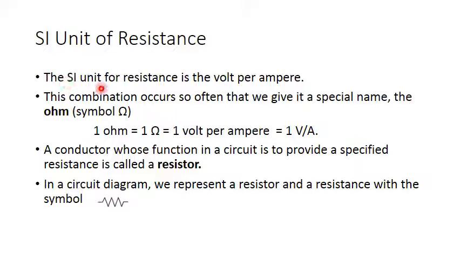The SI unit of resistance is volt per ampere, because it is potential per current. This volt per ampere is called the ohm, and its symbol is capital omega. So 1 ohm, which is 1 omega, is actually 1 volt per 1 ampere.